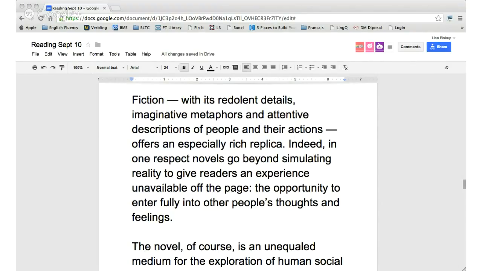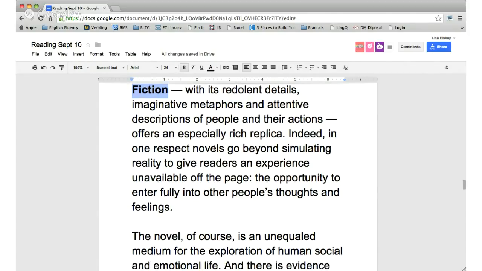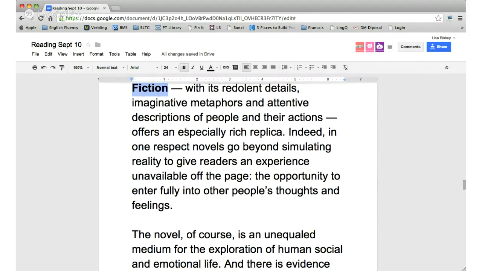Yeah. So this is the interesting part about fiction. Remember, fiction is just made-up stories. An author has created a completely new story, a way of seeing things, describing all the things that the characters see and feel and smell. And so when we're reading it, we can really get into this. And so she's saying it's an especially rich replica. A replica is when you copy something, so it's like a copy of real life, but in fact it goes even beyond that.